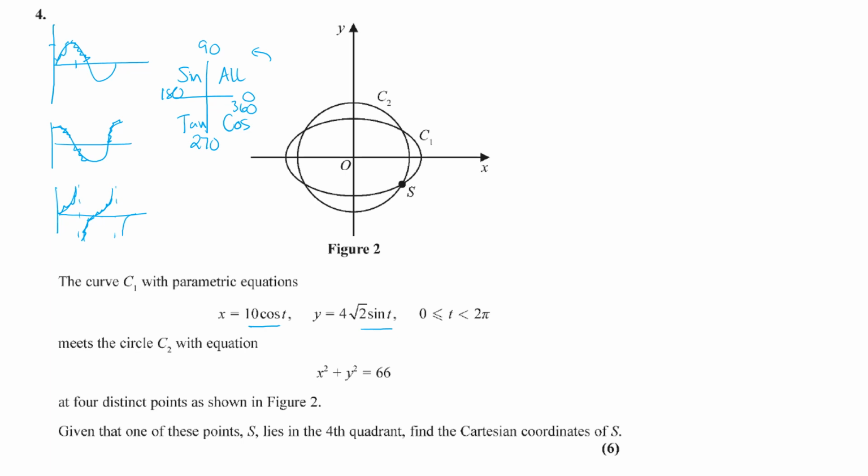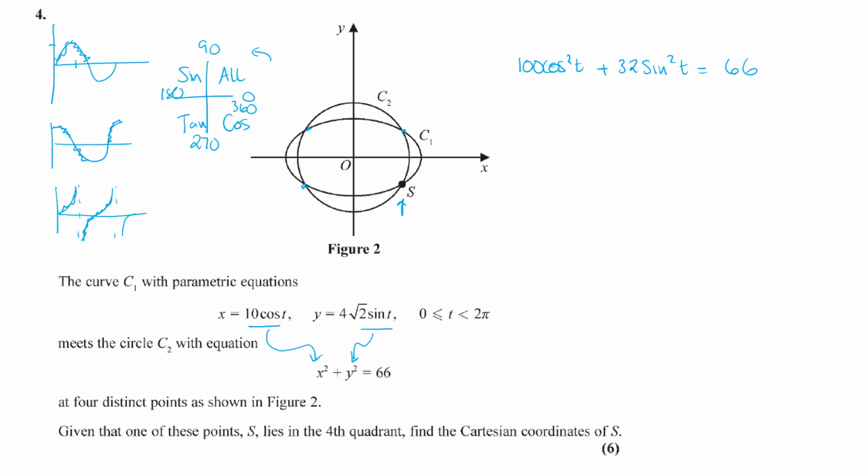We need to solve and find where the curve, which is given parametrically, meets the circle x squared plus y squared equals 66. We can see it's going to meet in 4 different places, but we want just that particular one there, S. So all we need to do is square the x, square the y, and substitute them into the circle. So the circle will be 100 cos squared t plus 4 squared 16, root 2 squared 2, 16 times 2, 32 sine squared t is equal to 66.